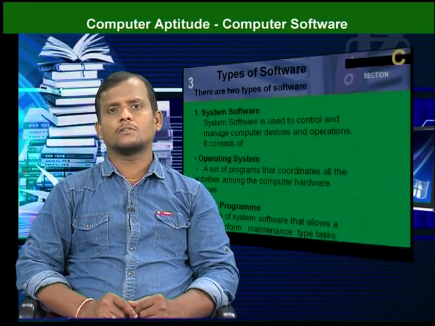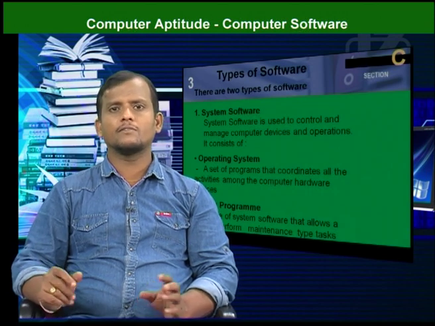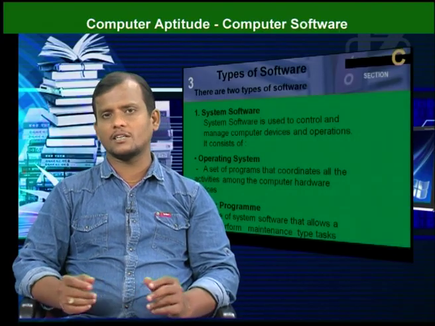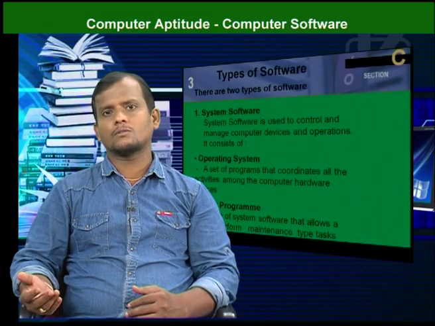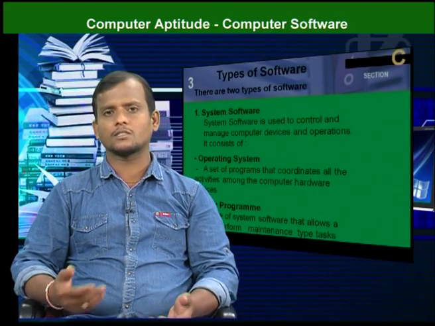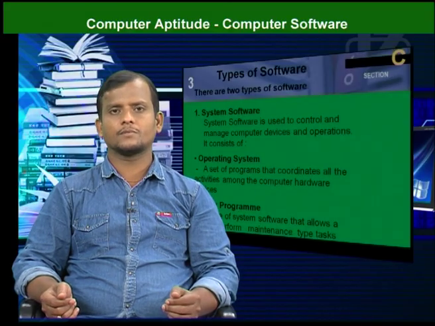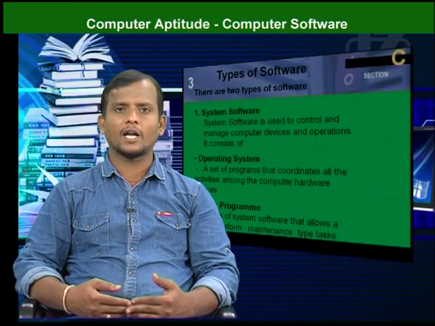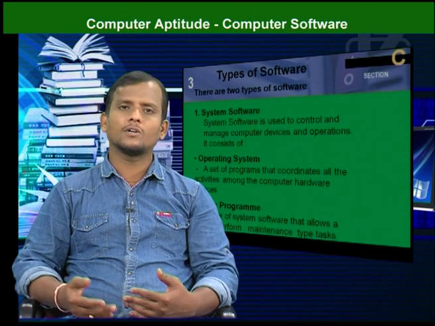Suppose there is a printer connected to a system. To manage that printer, we need a software. There is a speaker connected to the system. To manage the speaker, we need a software. Similarly, to launch some Excel file or some Word document, we need a software. So system software is the software used to manage hardware components or devices of a computer, and also other application software.